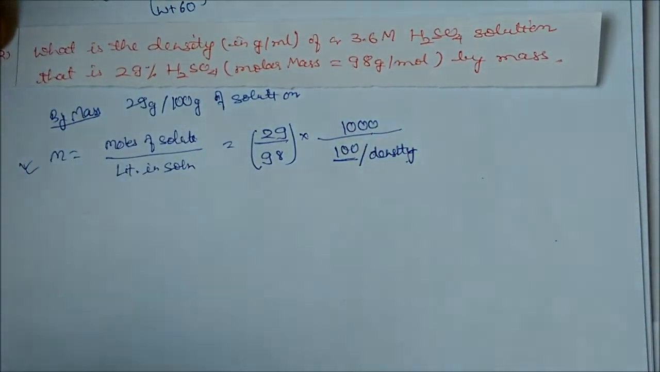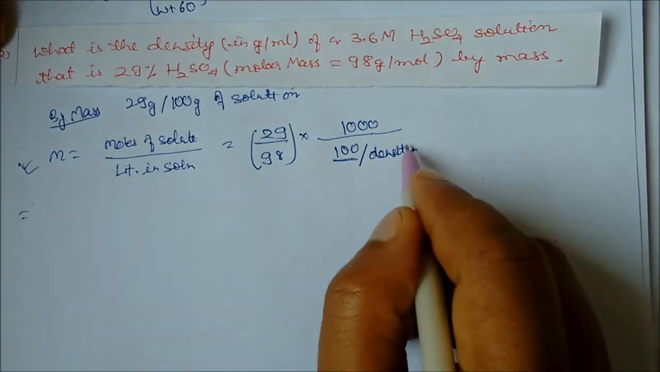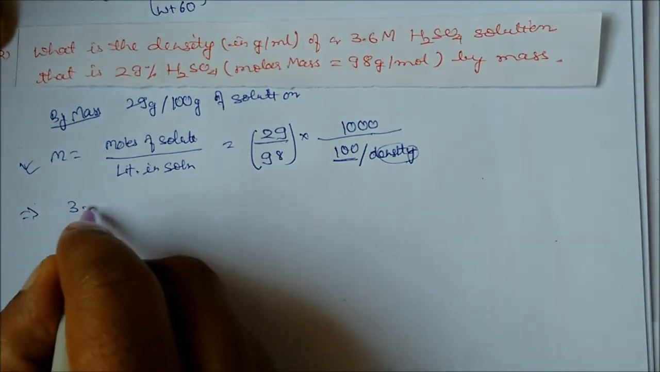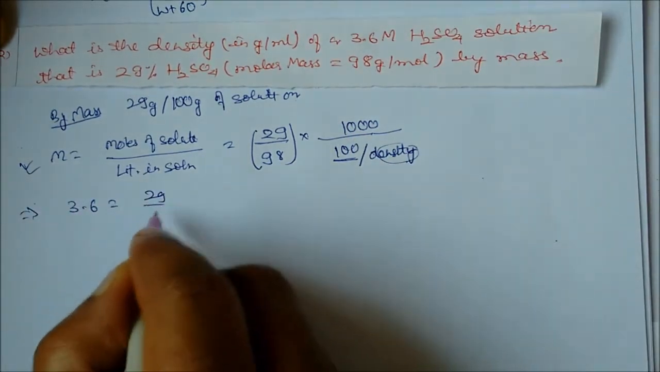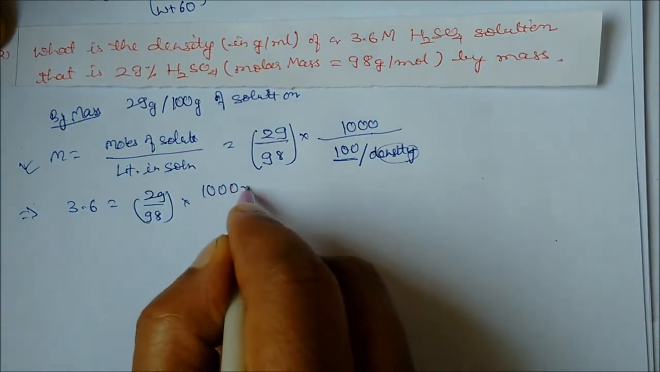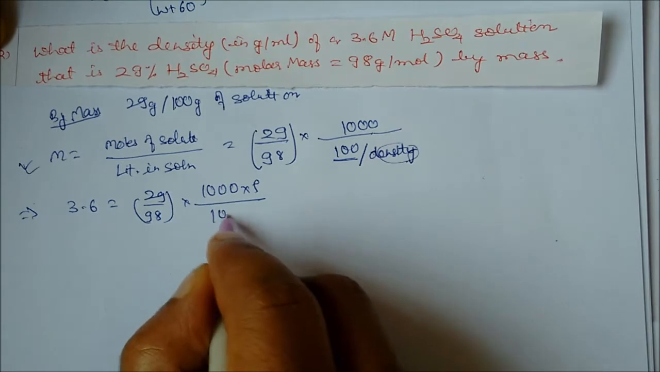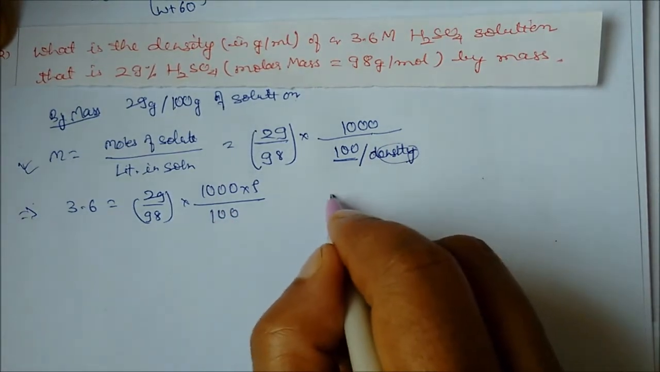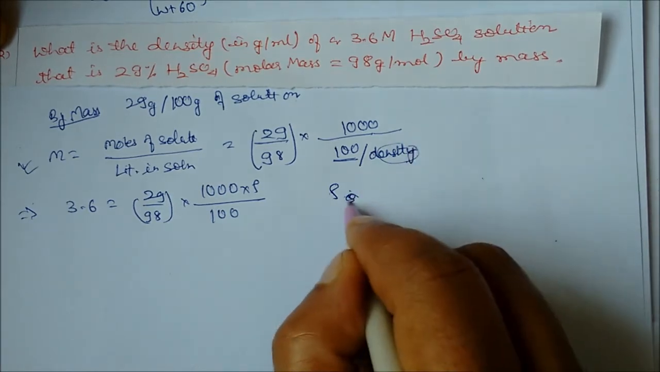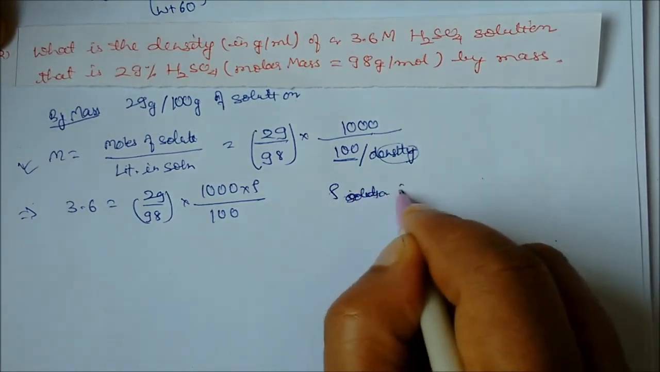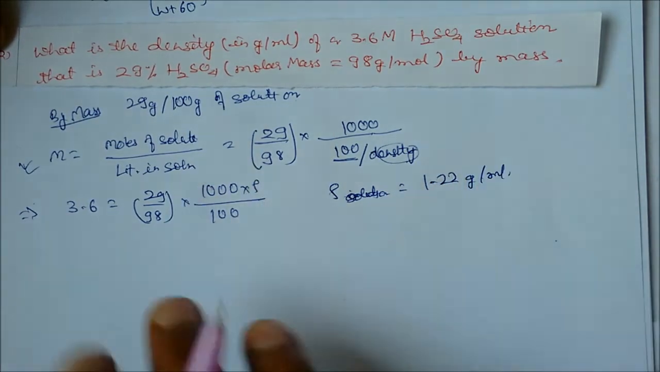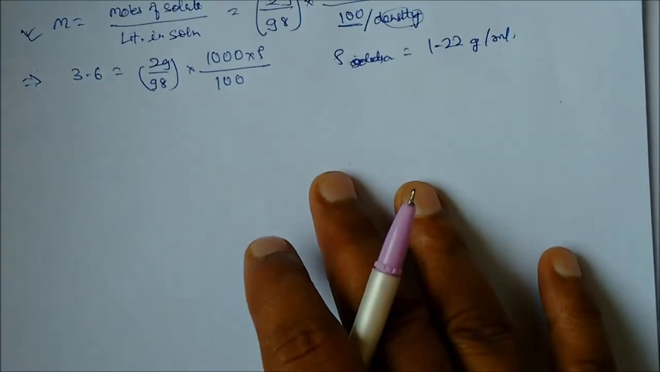So we have the question given, and now we have to find this density. Everything is given. Molarity they have given here as 3.6. So here 3.6 equals 29 by 98, times 1000, multiplied by density and divided by 100. On solving, we get the density of the solution equal to 1.22 gram per ml. So this is the problem. Next we will see the third one.